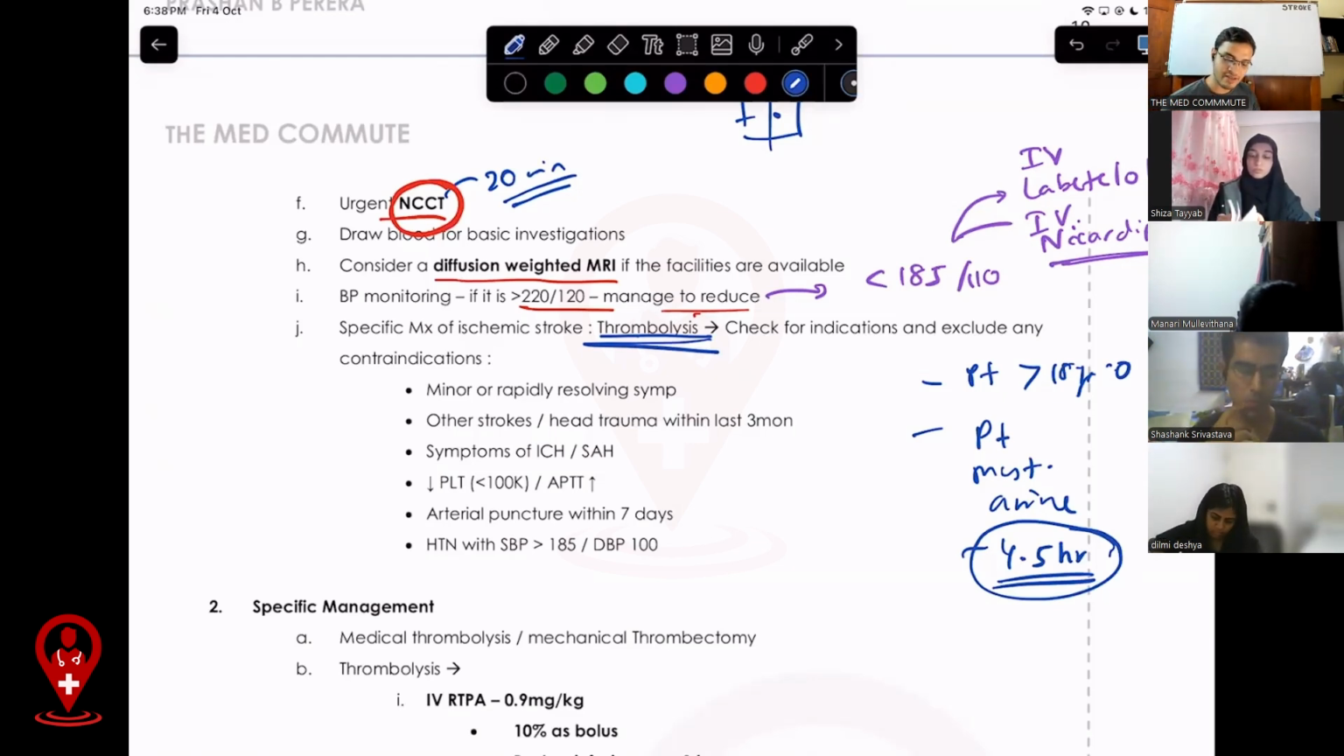Then hypertension. This is why we said, guys, we want to reduce the blood pressure. If it is more than 185 systolic or diastolic more than 100, it's a problem. So at least at the start, we want to start off with less than 185 by 110.